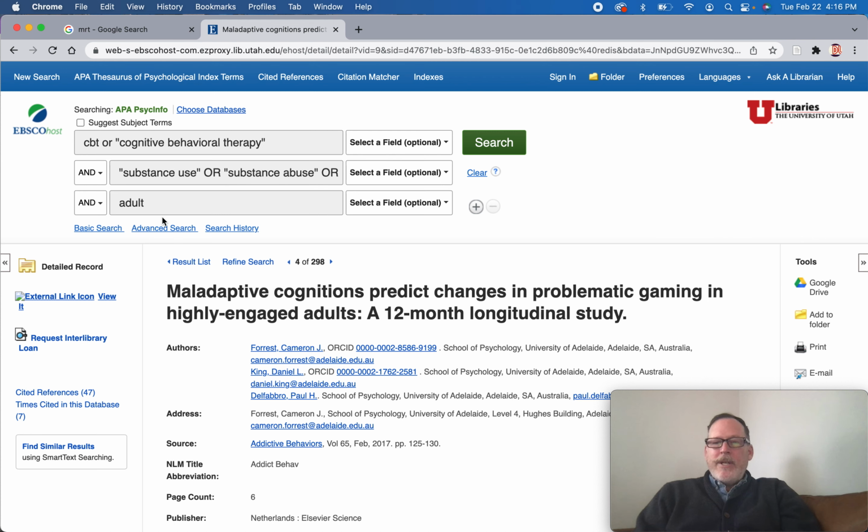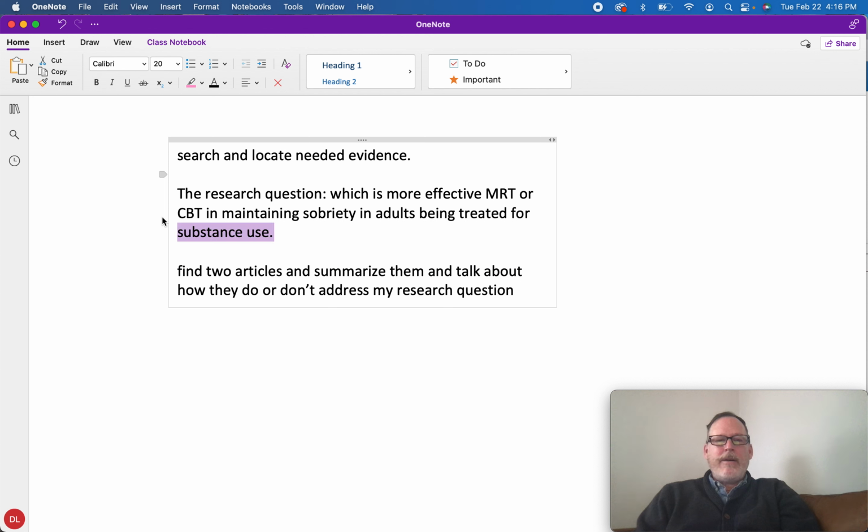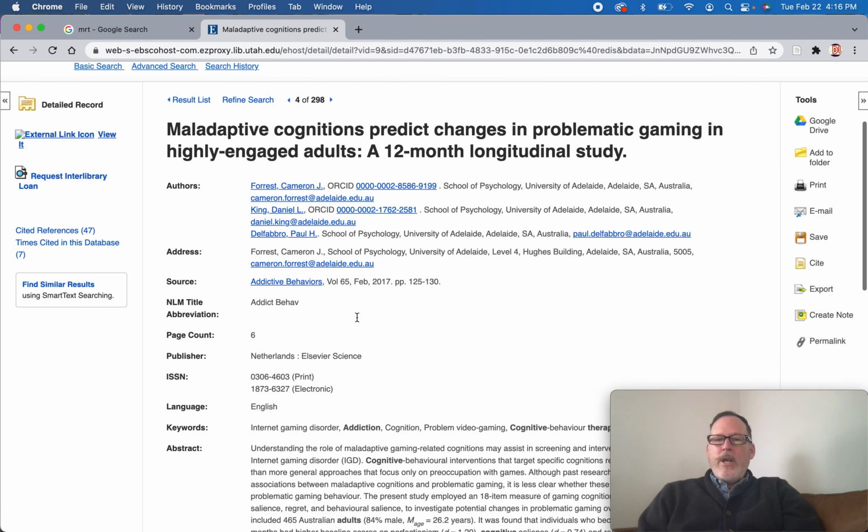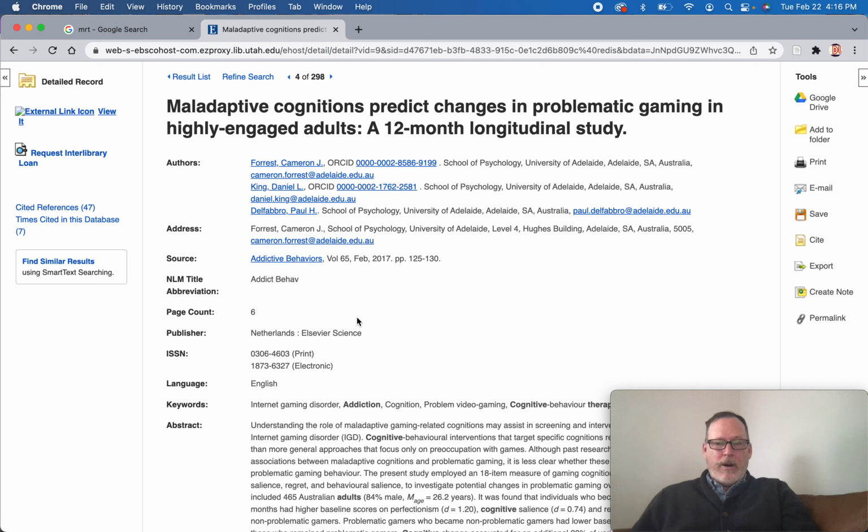Okay, how do we compare? We want to summarize them and talk about how they do or do not address the research question. Well, when you are a scholar and you want to have an article published, you have to negotiate with a journal, the journal in this one being Addictive Behaviors. You have to say, this is what I want to write about. When they have that proposal, the most important thing is the title. They're going to boil it down so you can tell kind of generically what the whole thing is about.